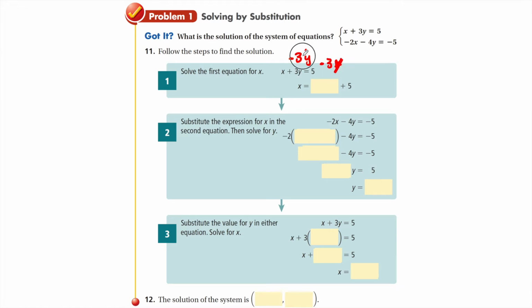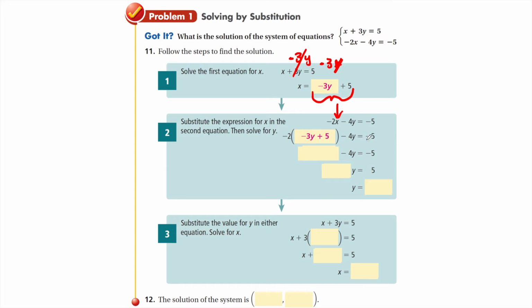This will cancel out these 3y's and leave us with a 5 plus a negative 3y, or a negative 3y plus 5. Once we know what x equals, we can then just plug it in for wherever we find the value of x. So again, this is just going to be plugged in for that x. So instead of it being negative 2 times x, it becomes negative 2 times negative 3y plus 5.